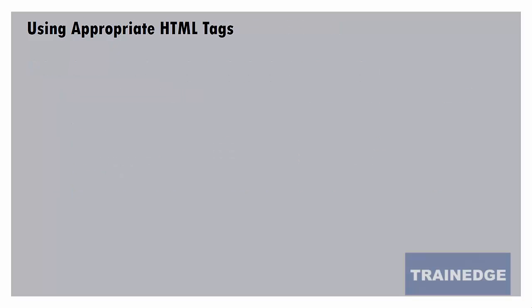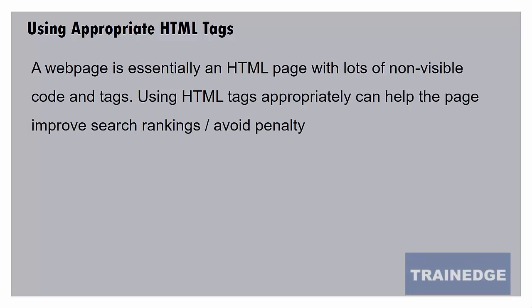Using appropriate HTML tags on the page is essential. The HTML tags are not visible to users, but they are visible to search engine bots because search engine bots are crawling the HTML code of the page. So well-written HTML tags can help the page improve in search rankings or avoid penalty for badly used HTML tags.